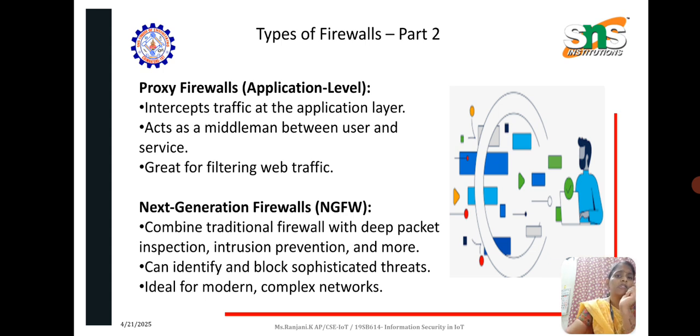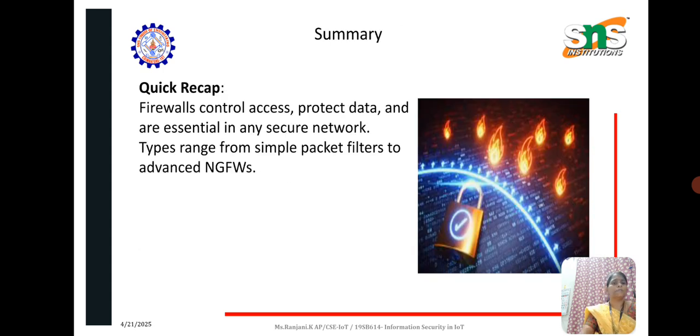And the next one is the next generation firewall, shortly called NGFW. It combines traditional firewalls with deep packet inspection, which means it prevents harmful things that should not be permitted. It can identify and block sophisticated threats and is ideal for modern and complex networks.